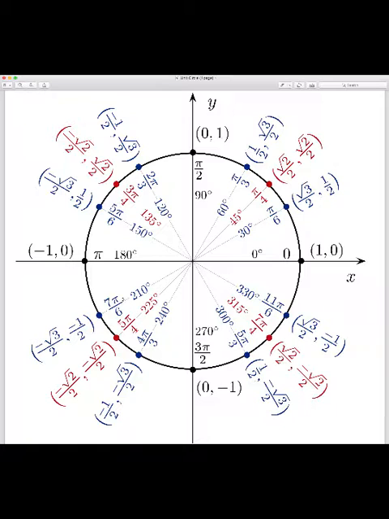So the sine of an angle is the y coordinate of the point, and the cosine is the x coordinate of the point. So that's where I got square root of 3 over 2, because that was the sine of 60 degrees. That was the y coordinate right here.